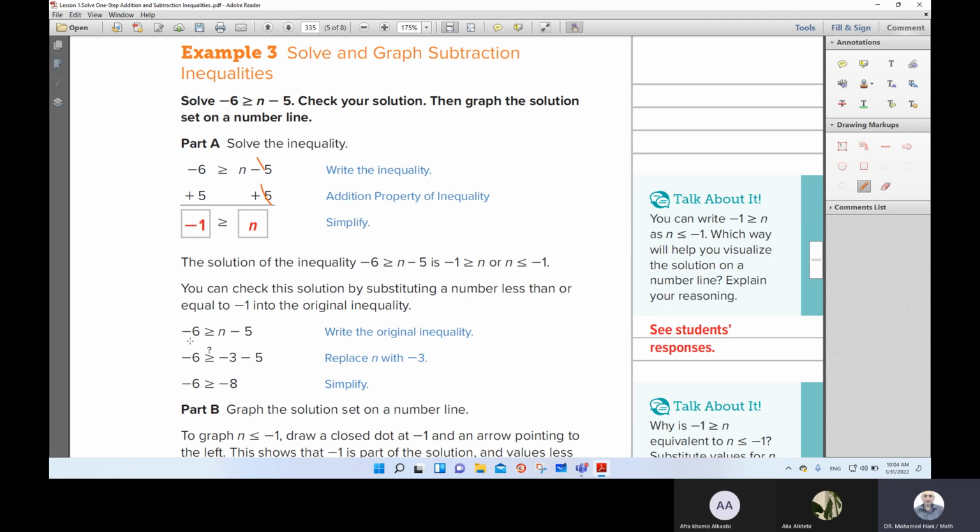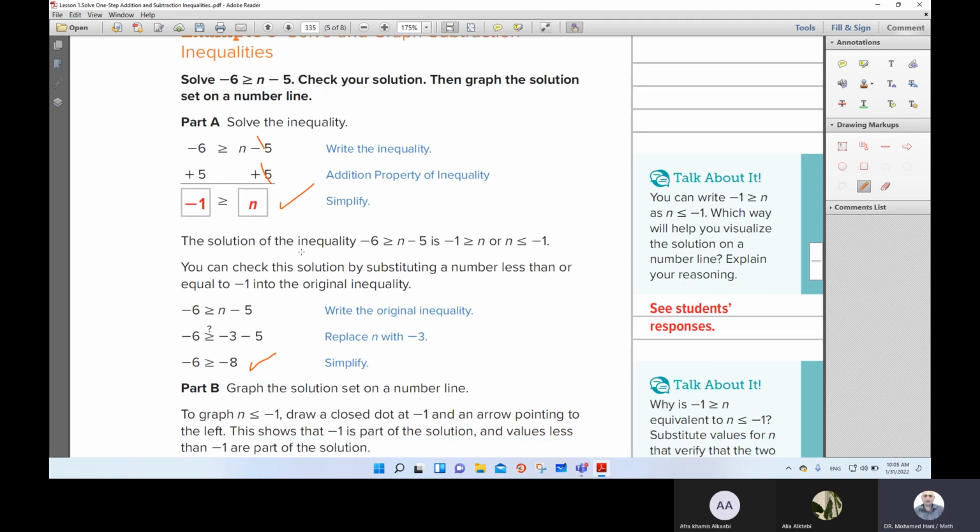Then you can check. Go back to the same inequality, put the value of n as negative 1, or any value less than negative 1. For example, you can choose negative 2, negative 3, negative 4. Any value equal or less than negative 1, because here we have equal or less than. For example, choose negative 3. Is negative 3 minus 5 less than or equal to negative 6? Negative 3 minus 5 will be negative 8. Yes, negative 8 is less than or equal to negative 6. So this is a true inequality, which means this is a true solution.